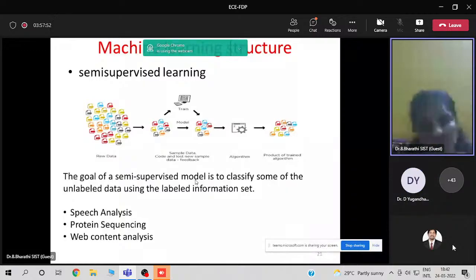We use the semi-supervised algorithms mostly in speech analysis, protein sequencing, web content analysis, and so on. Say, for example, web content analysis: you give a lot of web content which is available. It analyzes and classifies it into sports data, politics data, entertainment data, and so on. In entertainment, you again have a lot of classifications: fashion related, series related, movies related. There you add your labels, and you try to fine tune your clustering, your classification, or your grouping. So this is an application of a semi-supervised learning algorithm.